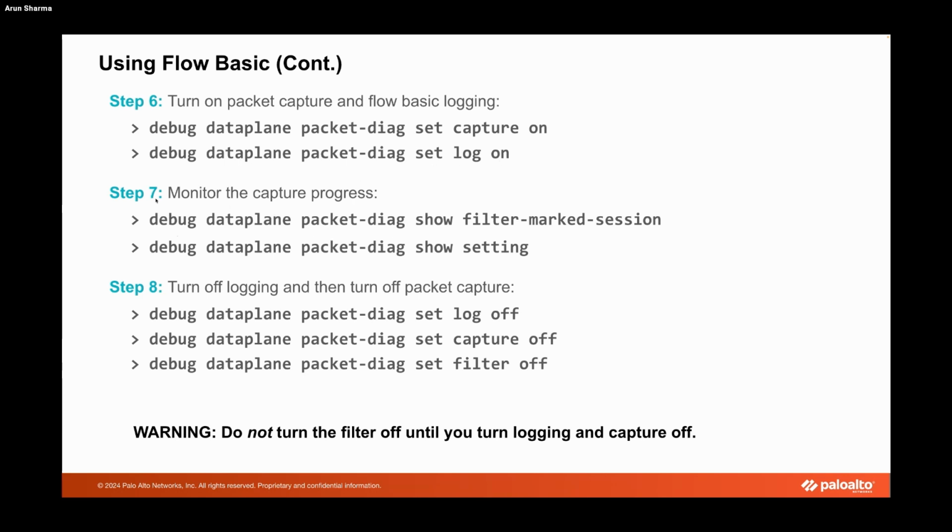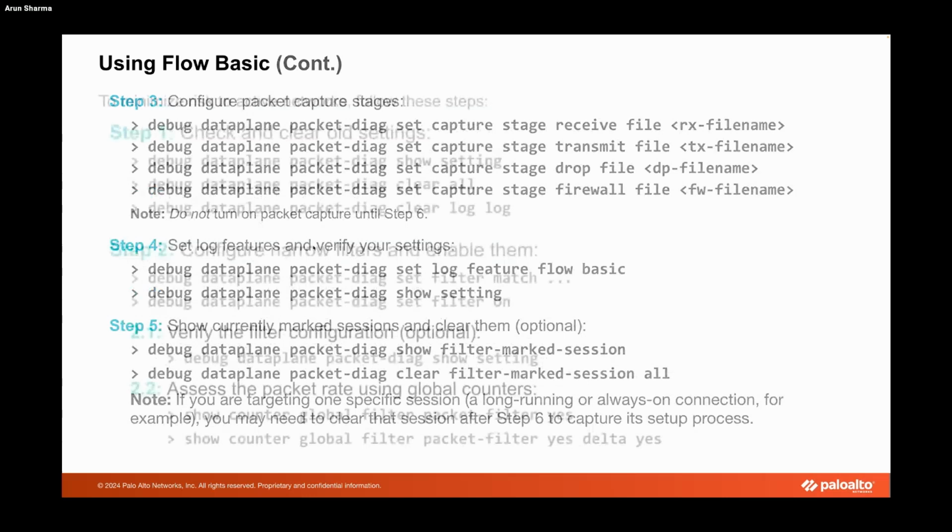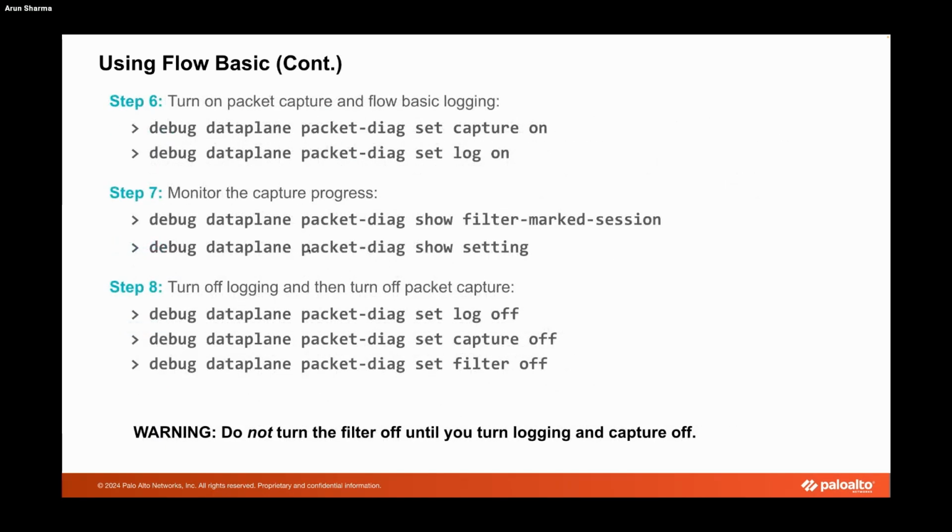Okay, then we can monitor the progress, show filter mark session. This command, debug dataplane packet-diag show setting, if you notice, we keep running it in the CLI every time we are doing something. It's for the confirmation, just to see how we have configured everything. We don't want to jeopardize the system by putting a lot of pressure, because it could be production hours. So we keep verifying it by doing a packet-diag show setting.